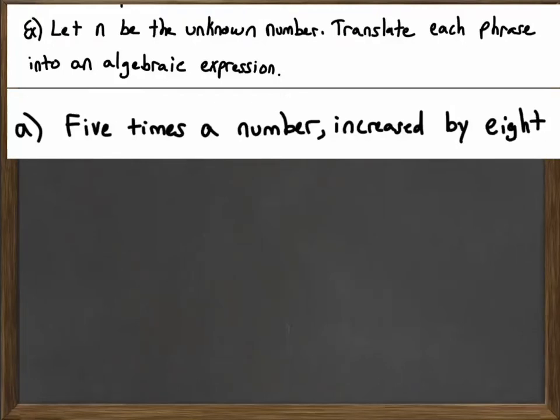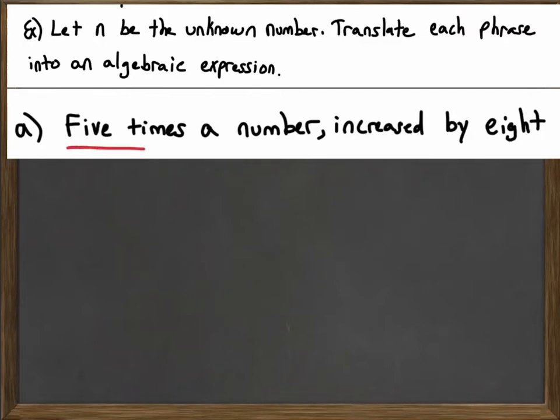So the first examples that we look at here as we start to transition into some word problems are some problems where we're given an algebraic phrase written in English, and we have to translate that over to something involving algebra. So we read the directions here. Let n be the unknown number. We want to translate each phrase into an algebraic expression.